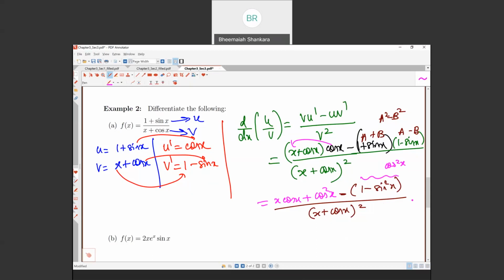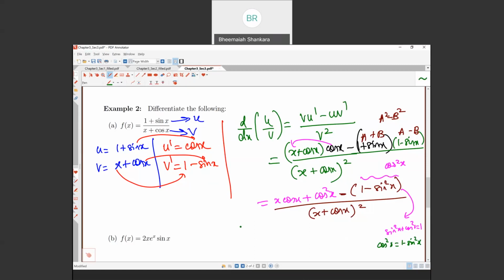Let me write the formula here. You have sine square plus cosine square equal to 1, which is the very first identity, the Pythagorean identity. So you can rewrite this as cosine square equal to 1 minus sine square. And that's what we have on the top.